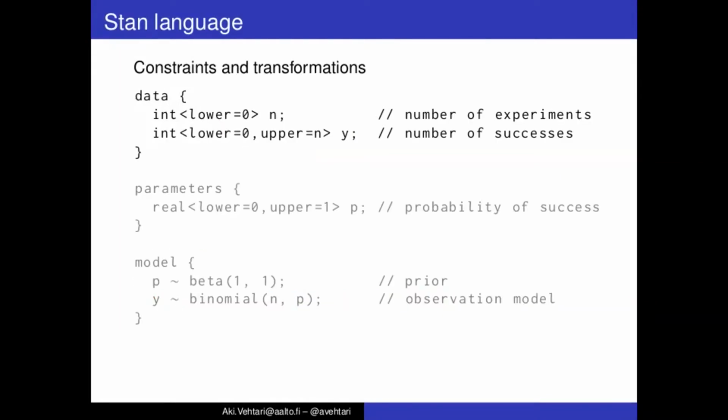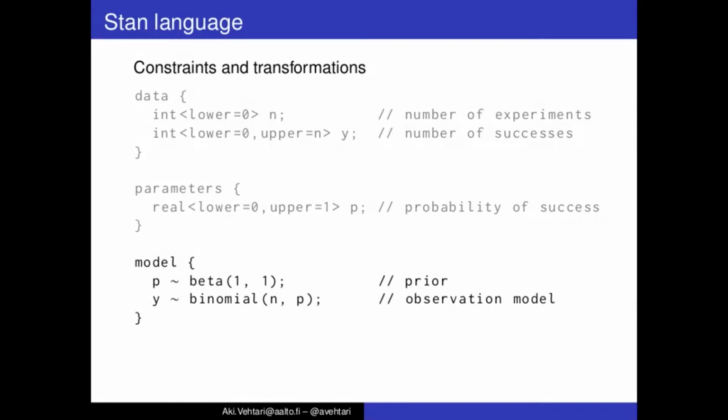Stan also has constraints. In a data block, if we have constraints such that the lowest value is 0, it can then check that the data follows these. In the parameters block, these constraints additionally make an automatic transformation, so that dynamic Hamiltonian Monte Carlo is actually working in an unconstrained space, even if our quantity of interest is in the constrained space between 0 and 1.